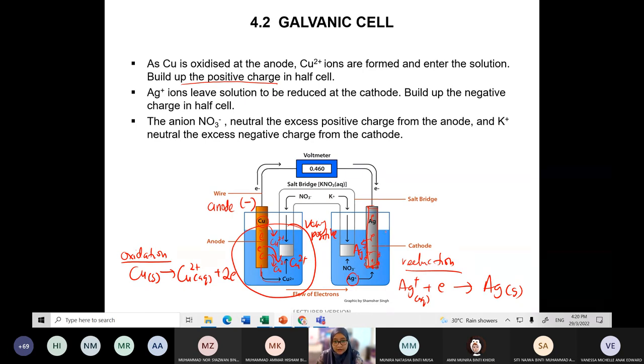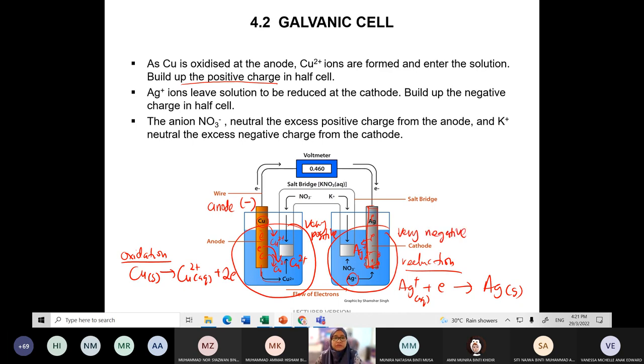Same goes to this half cell. Sebab tadi Ag plus, kan dalam solution ni ada Ag plus. Ag plus accepts the electron from the electrode becoming Ag. So now, dia dah ada less Ag plus, less positive ion in the solution. So bila less positive, which mean more negative. So this solution become very negative ataupun more negative lah.